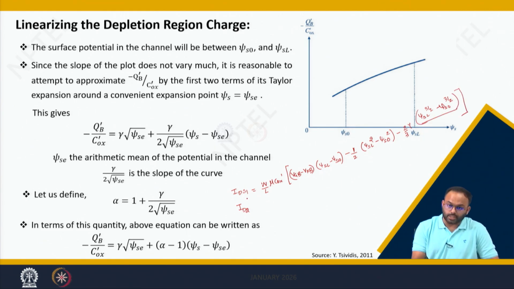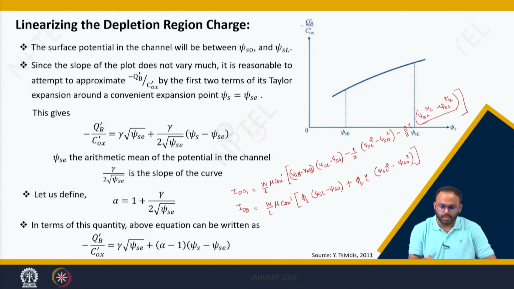That was our IDS1, and IDS2 was given by W by L mu into Cox dash into phi t into psi SL minus psi S0 plus phi t into gamma psi SL square minus psi S0 square. In this, if you see, the 3 by 2 power and 1 by 2 power is coming up, which is actually creating a complexity in your model.